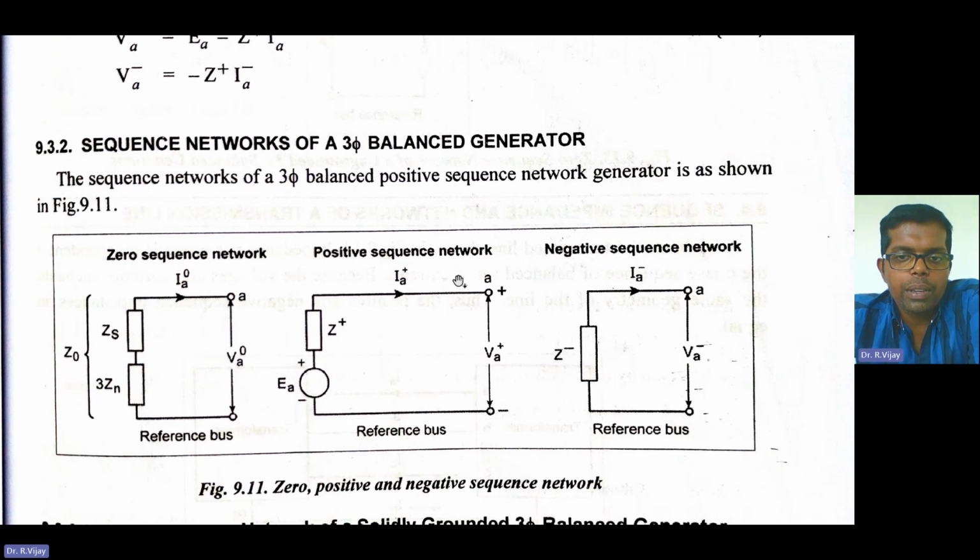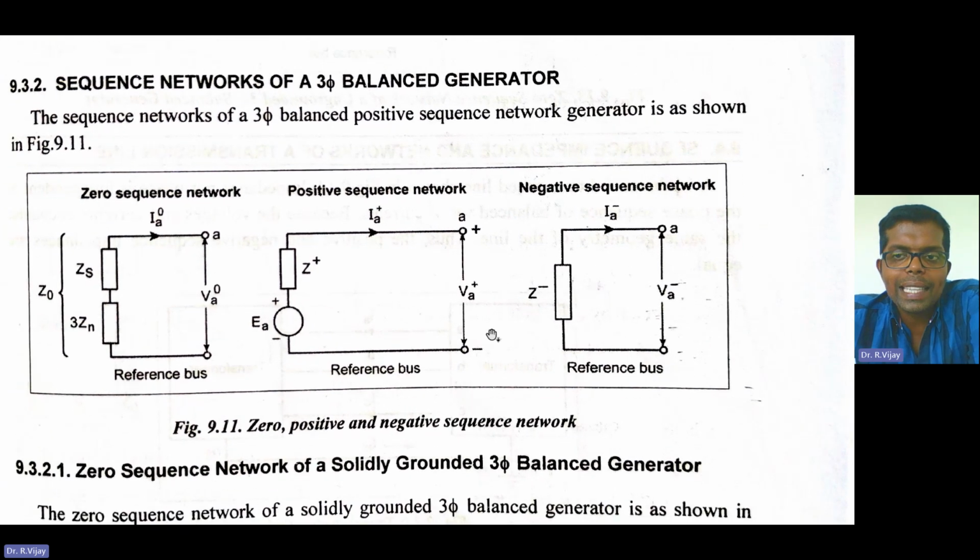Next, the positive sequence network: the same thing, Z plus is there. So Z is equal to Z plus. Here EA is the EMF of the generator, that is the positive sequence. Here it is the positive terminal and here it is the negative terminal. This is the reference bus. This is VA positive. Next, the negative sequence network: here it is Z minus, here it is IA negative. This is the voltage between these two points, VA negative. This is the reference bus.